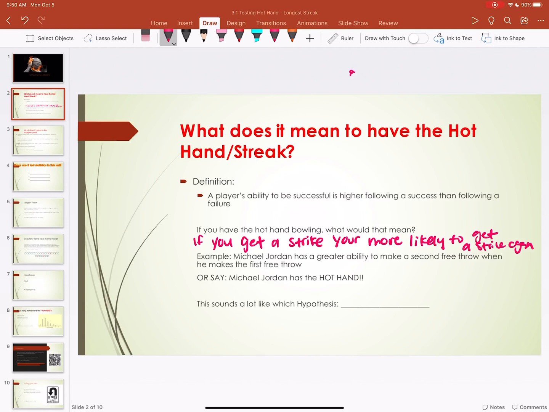Michael Jordan has a greater ability to make a second free throw when he's previously made the first free throw. So greater ability, we can also say in a shortened hypothesis, Michael Jordan has the hot hand. You might also see Michael Jordan is streaky. Both mean that there is a higher percent after a success than after a failure. This sounds a lot like our alternative hypothesis, so you can say either of these for the alternative hypothesis this time: hot hand, meaning a greater ability after a success to get a success, or a greater ability to make a second free throw when you've previously made the first one.